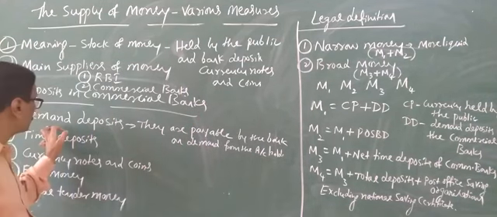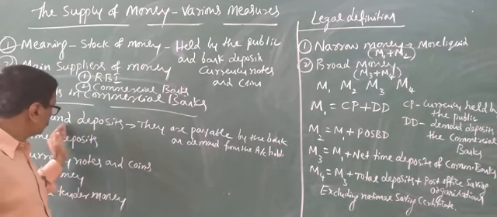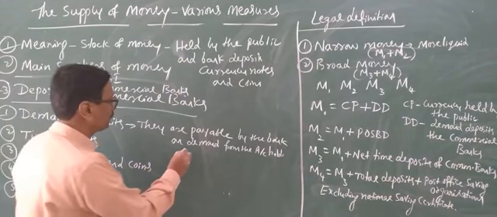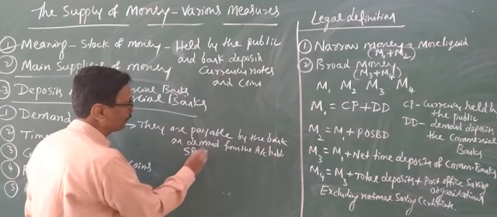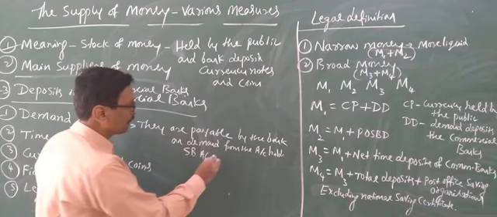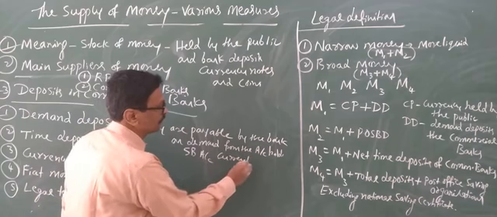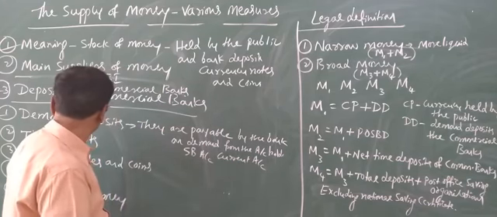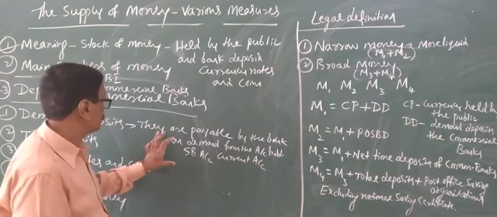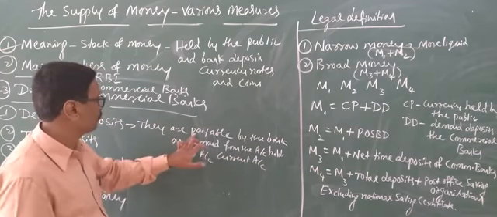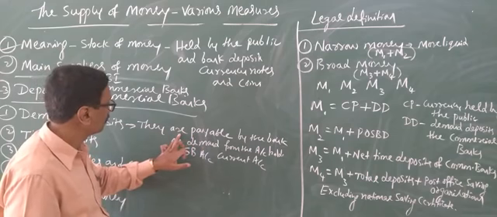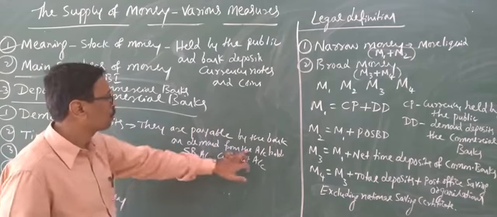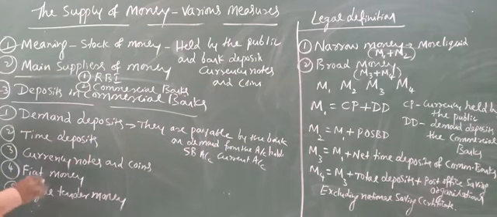Demand deposit is a derived demand amount deposited in the banks in the form of a savings bank account, or otherwise a current account. These are suitable examples for demand deposits. Demand deposits are those deposits payable by the bank on demand from the account holder, for example, savings bank account and current account.